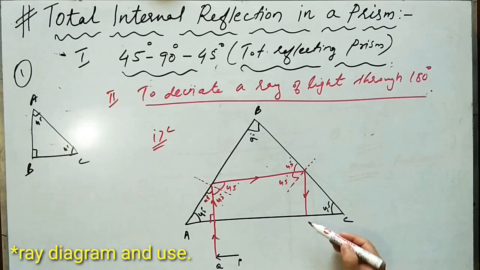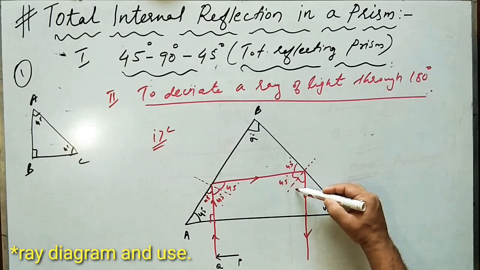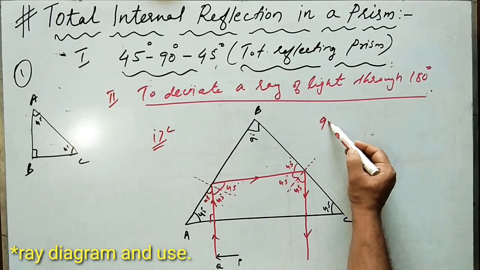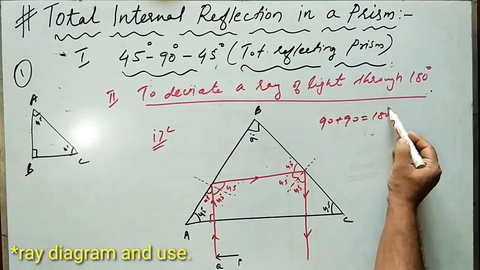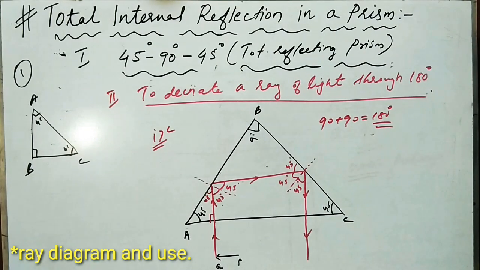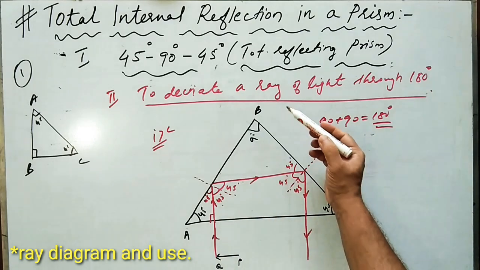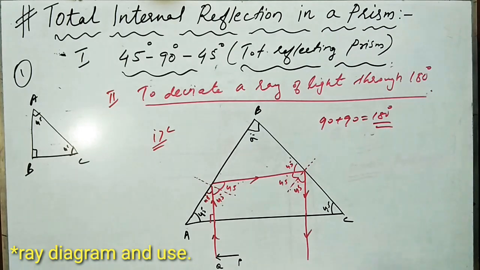And striking the surface AC normally, it passes undeviated and emerges out. So what is the angle of reflection? Here it is 45 degrees, so the angle of incidence is equal to the angle of reflection. What is the total angle through which the light ray has turned? Here it is 90, and here it is 90. So 90 plus 90 is equal to 180 degrees turning. You can see that the light ray has turned through a total angle of 180 degrees.